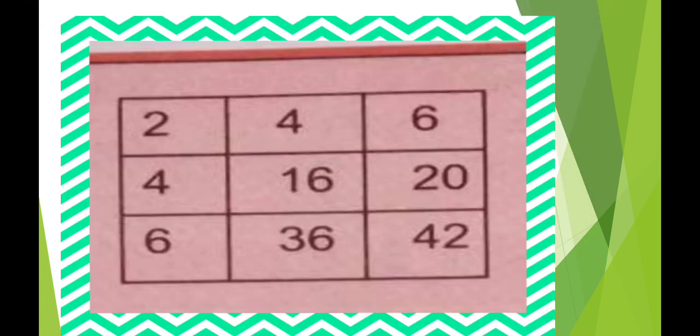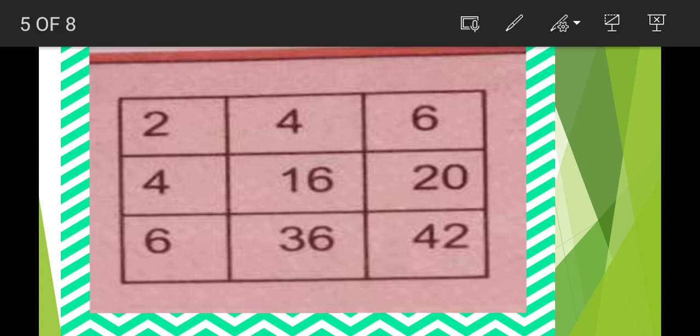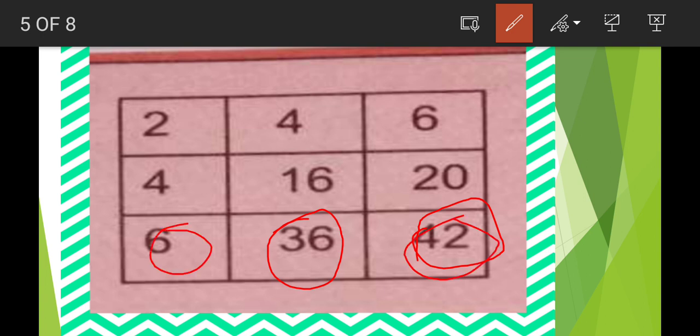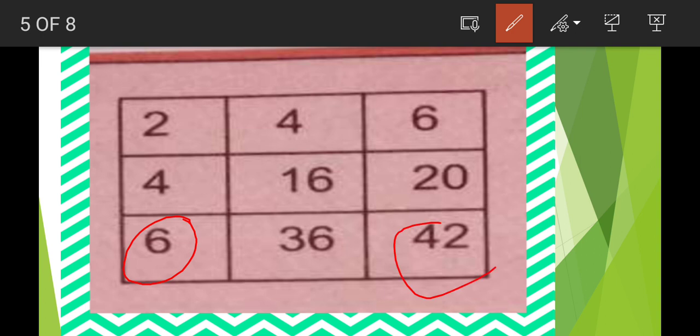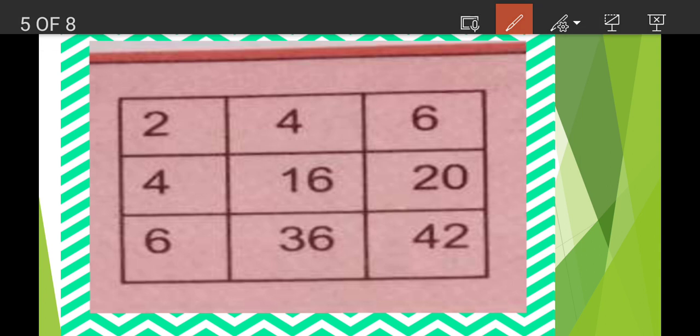So the same applies to the last one. Assuming 42 was not given to us, what we simply do is say 6, which is the first number, times 6 gives us 36. 36 plus 6 gives us 42. Then, assuming 36 was not given, we just say 42 minus 6. Then, assuming 6 was not given to us, we simply say 42 minus 36 will give us 6. I guess that is very, very clear and simple.